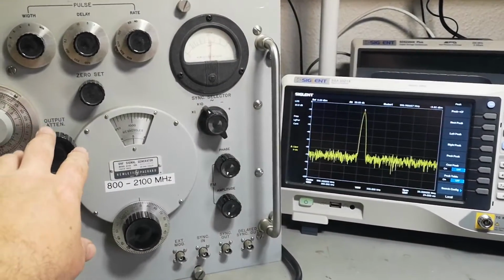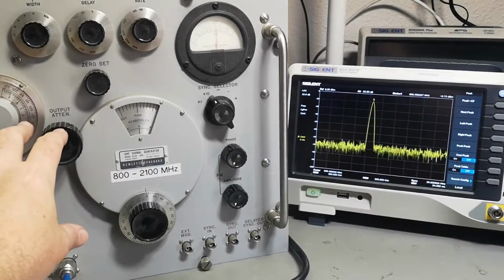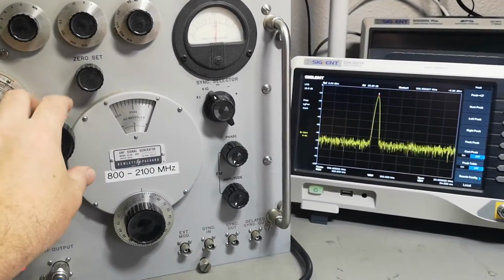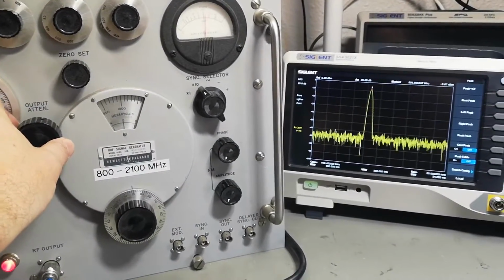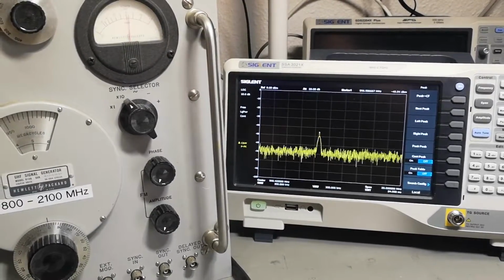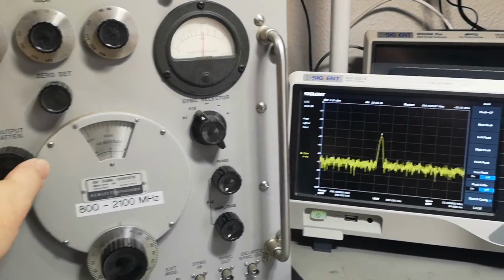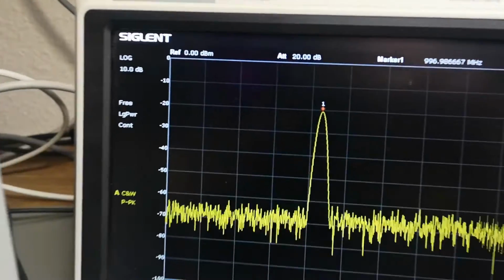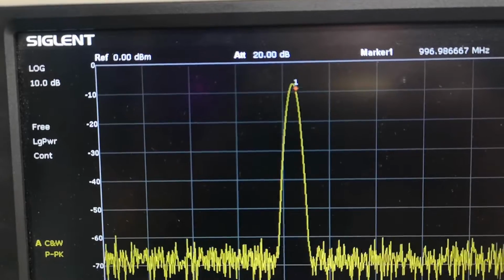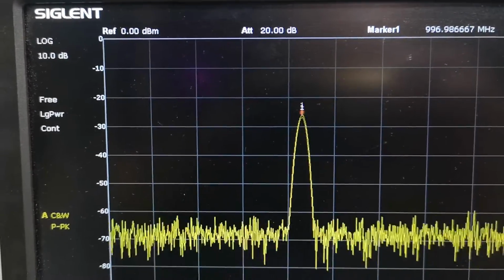But of course this unit uses a variable coupling to the resonance chamber, to the cavity itself, right? So that means the lower the output, the less coupling to the cavity. And then what happens is when I crank up the power, look how much I affect the resonance frequency. So here it is, 996.